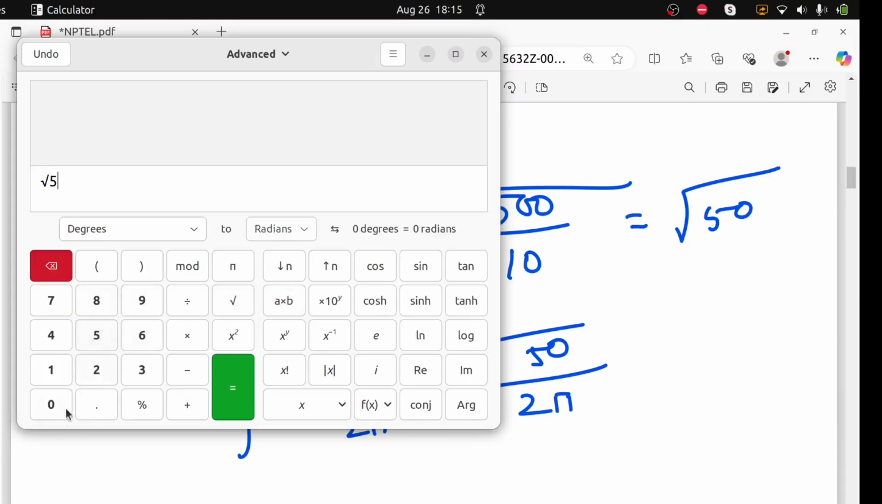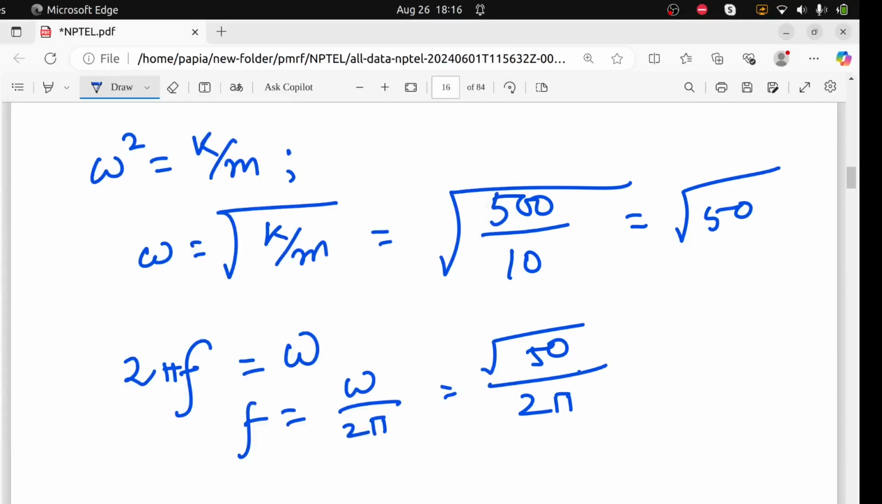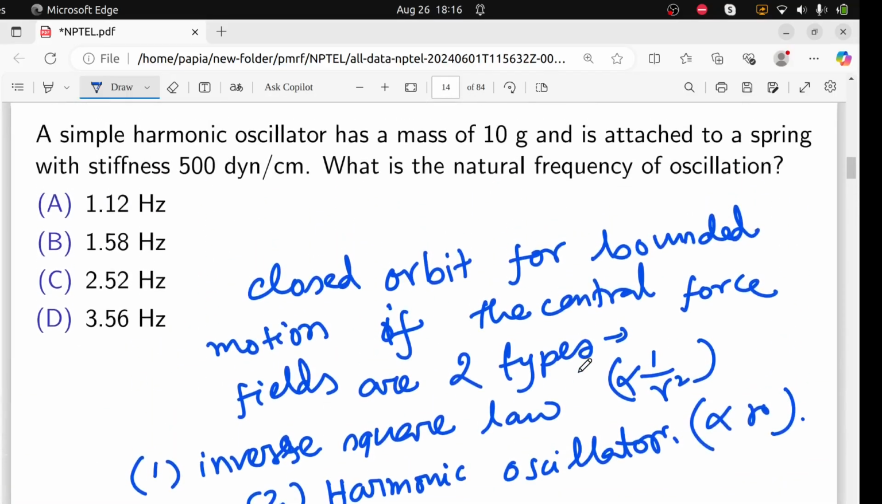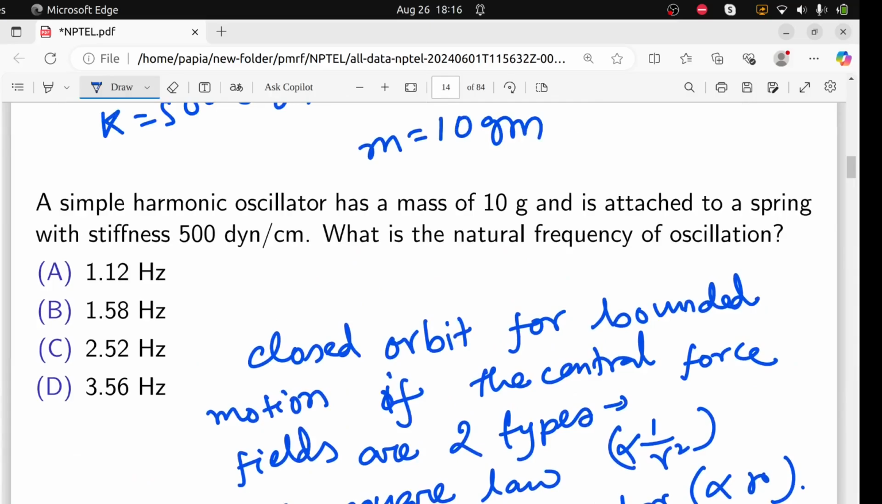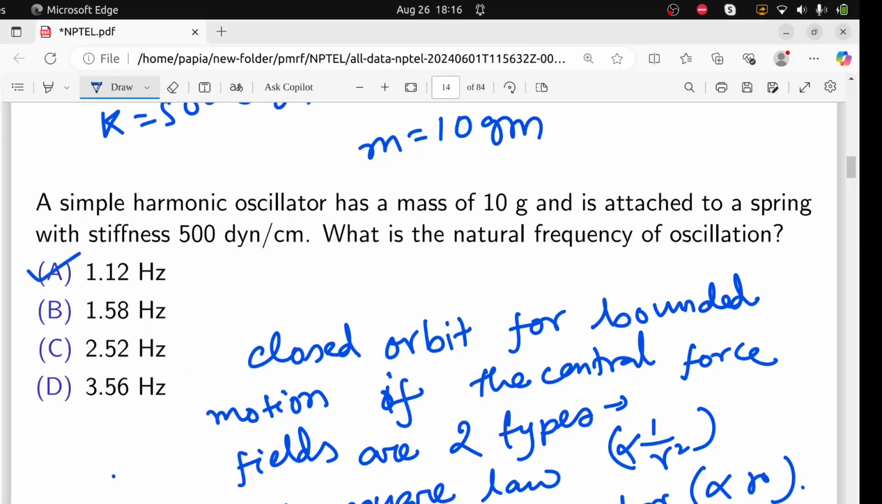Root over 50 divided by 2 into pi. It is 1.1255. It will be hertz because the unit of frequency is hertz. So okay, what was the answer? 1.12. Okay, that means this is 1.12 hertz.